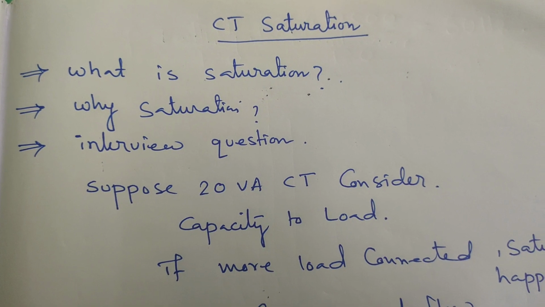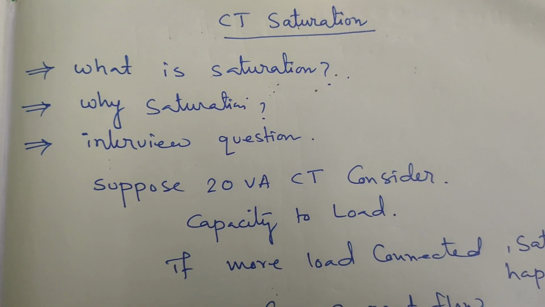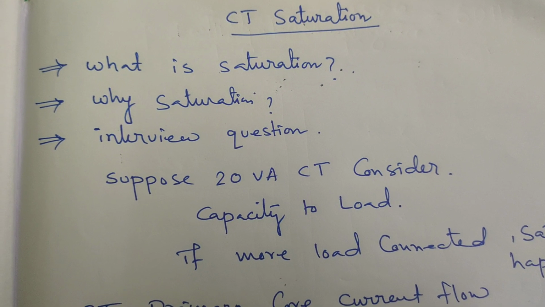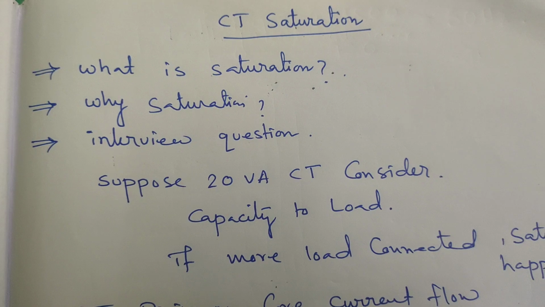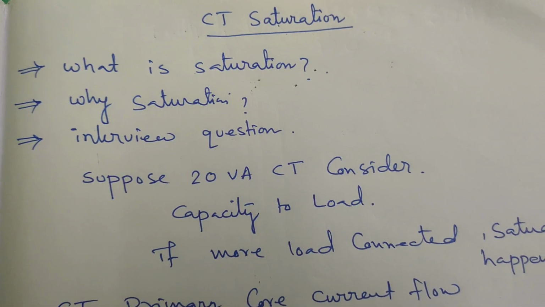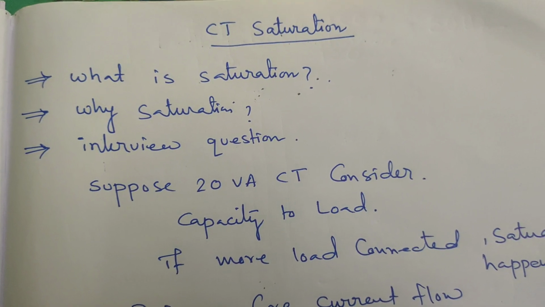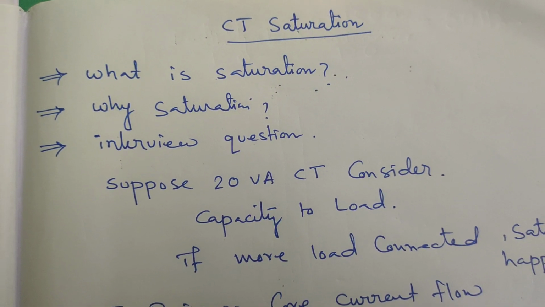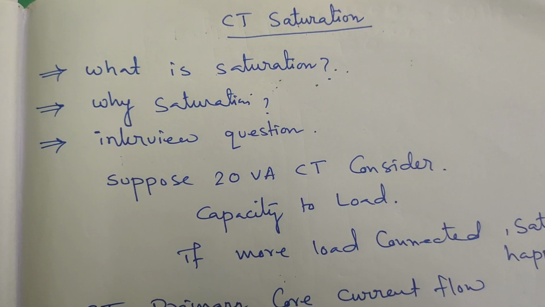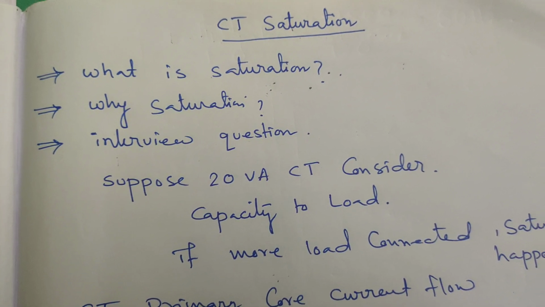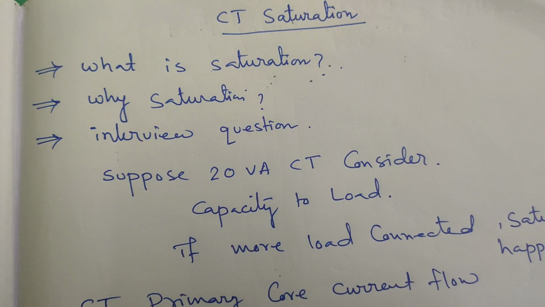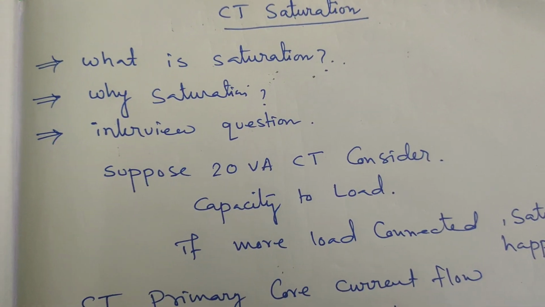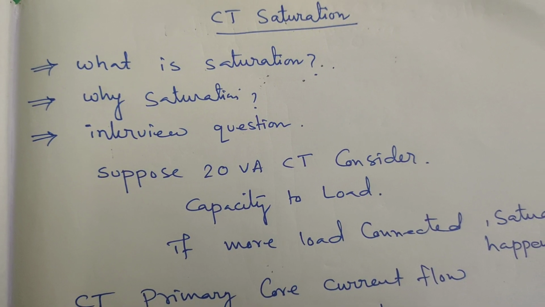So why has the CT been saturated? What is a current transformer? A current transformer is a measuring instrument, or it is used for the protection of high or costly equipment in the substation. So a current transformer saturates when the core material can no longer support a magnetic flux increase.